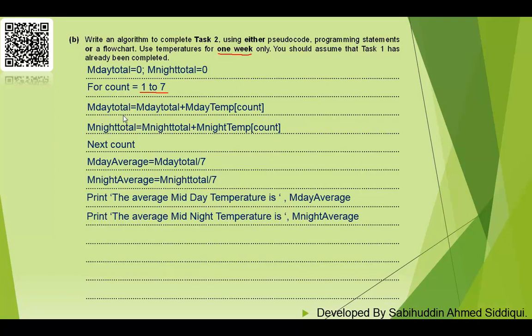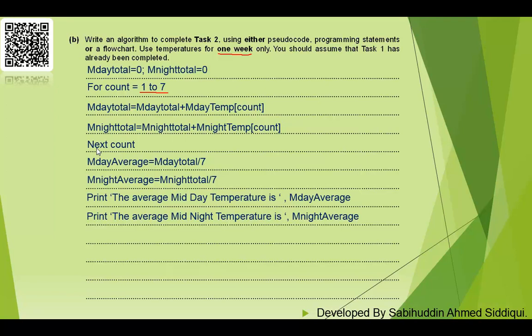One more thing you can do, you can even total separately. Midday total equals midday total plus midday TMP count. Let's suppose midday TMP 1 plus midday TMP 2 plus midday TMP 3 until 7. Instead of this, midday total equals, here you are taking the help of the counter. That is why you are writing it this way: midday total equals midday total plus midday TEMP count, and the same with the midnight.